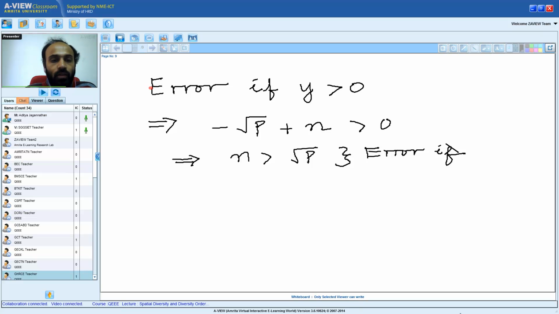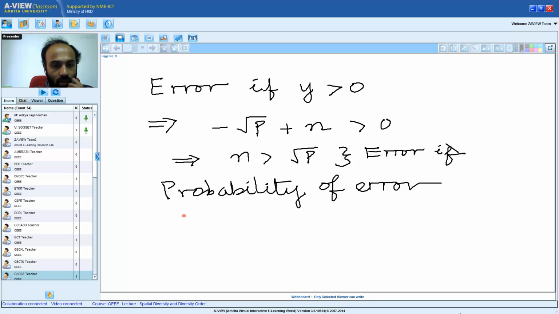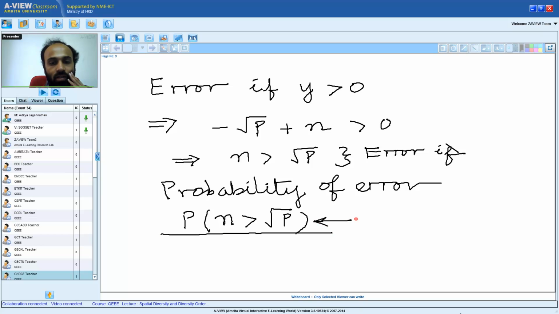Now therefore, what is the probability of error? Can someone respond on chat? The probability of error is the probability that n is greater than square root of p. How can I find this probability? What is the probability that the noise n is greater than square root of p?